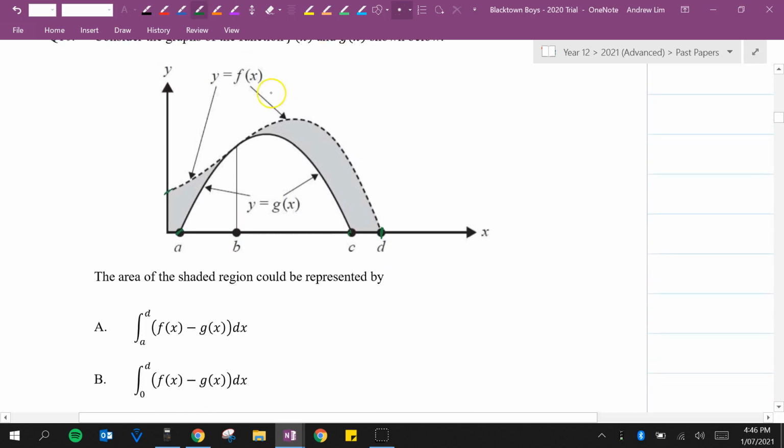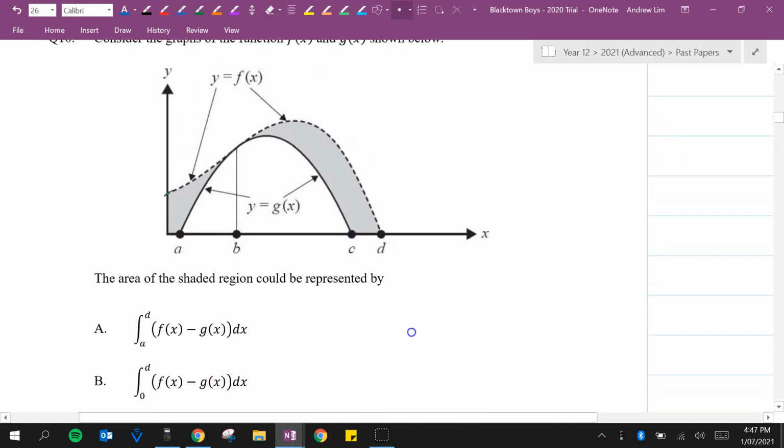We can't just say, because f of x is above g of x, that it's from 0 to d of f of x minus g of x. Because if we were to actually continue that, because it's from 0 to d, we are actually going to include these little bits. And we don't want that. So actually, the answer is not B.